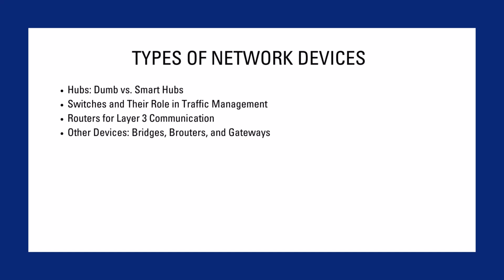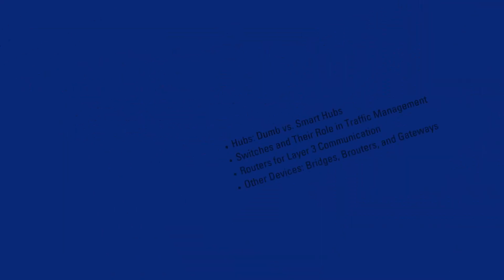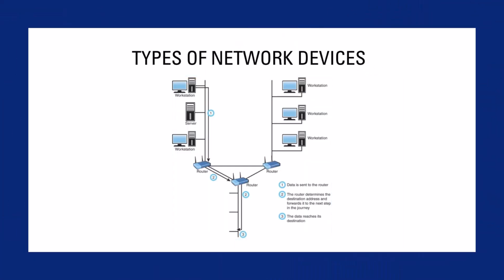Devices like bridges and routers serve specialized purposes, such as connecting two different segments or acting as both a bridge and router. Gateways, meanwhile, convert communication protocols between disparate networks. Here's a diagram showing the placement of these devices in a typical network.